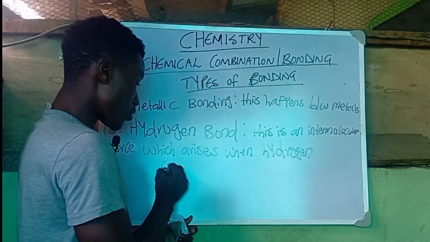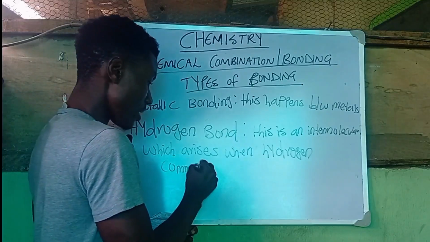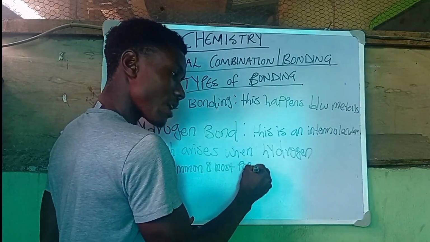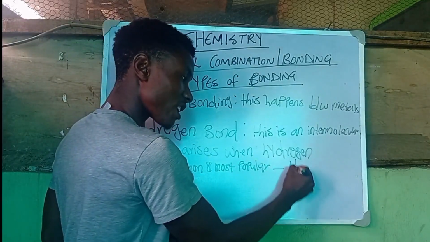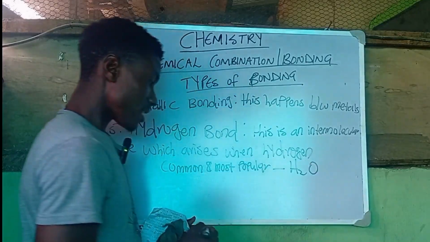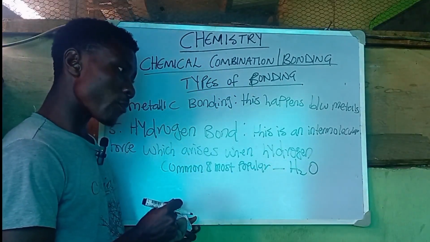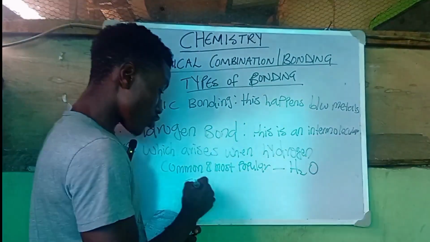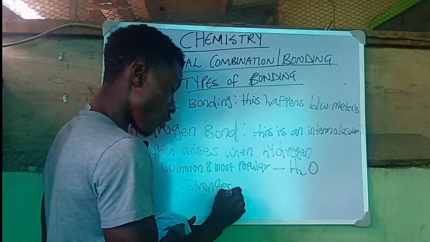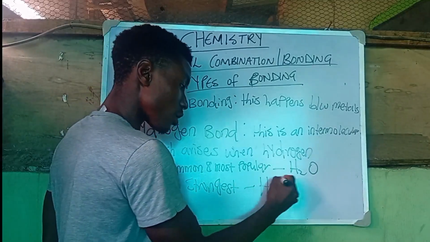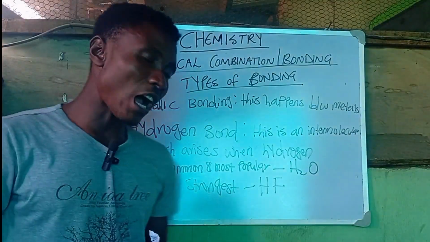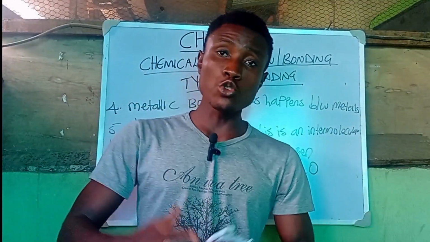Now the hydrogen bond, please take note, is common and most popular in water, which is our H2O. It is very strong, strongest in hydrogen fluoride, but it is common and most popular in our H2O. So this is everything you're supposed to know about covalent bond.